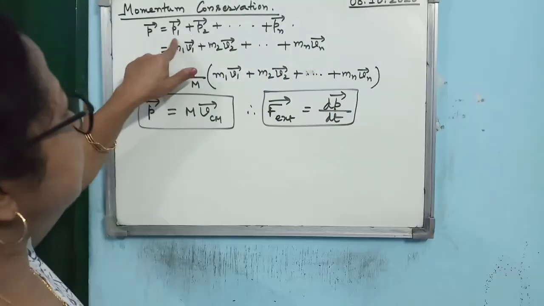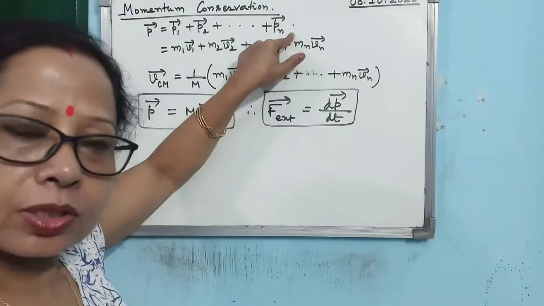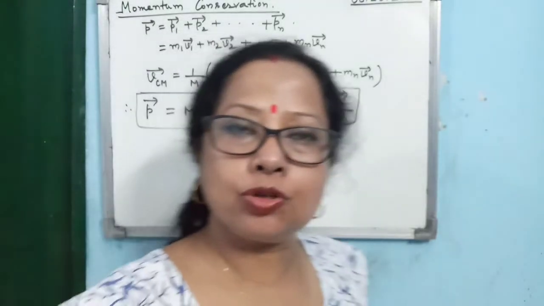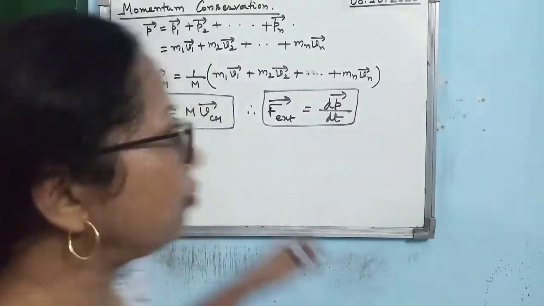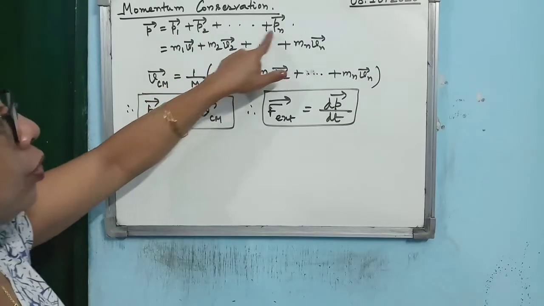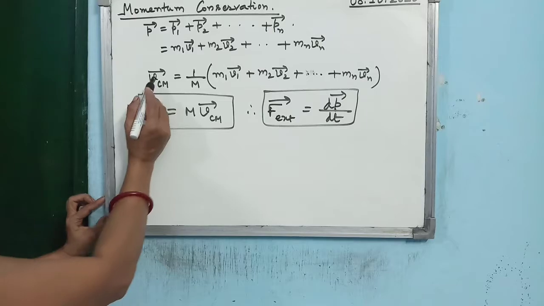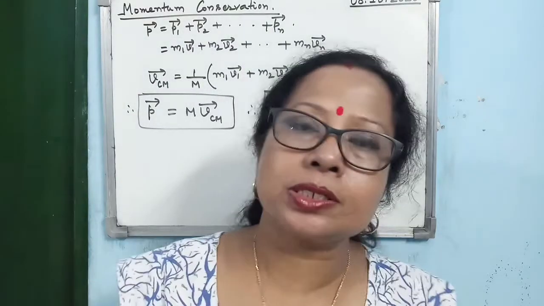It will be the vector sum of the individual momentum of all the constituent particles. So one can write P is equal to P1 plus P2 plus P3 up to Pn. Again, P1 one can write as m1 v1, then P2 as m2 v2, and Pn as mn vn. Again, if we apply our concept of the velocity of the center of mass, so what is the velocity of the center of mass?